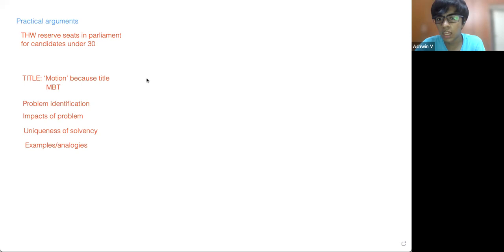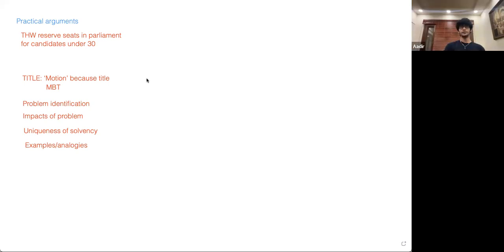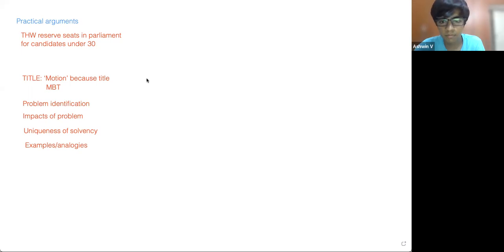Let me tell you the issue with that so that you don't repeat it. It's like saying we should reserve seats in parliament for young people because there will be more young people in parliament. That still doesn't prove why we should reserve more seats for young people. So why is having more young people in parliament a good thing? Yeah, Ananya?